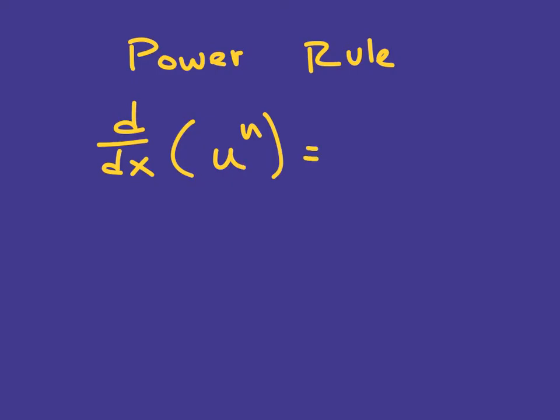And so what you have is this. Same rule. Bring your exponent n down, keep your inside function, decrease your exponent by 1, but then you have to multiply by the derivative of the inside function, u prime, every single time.